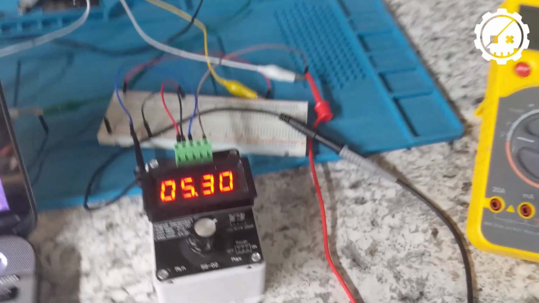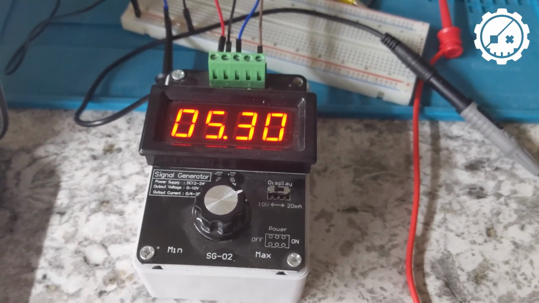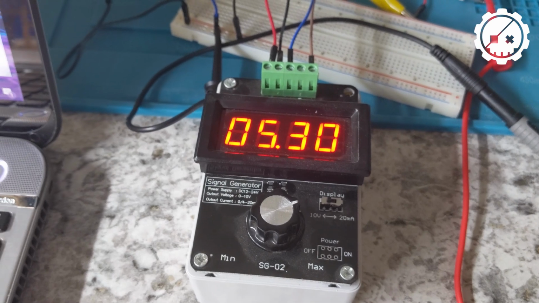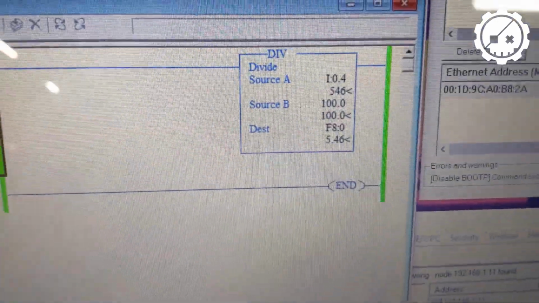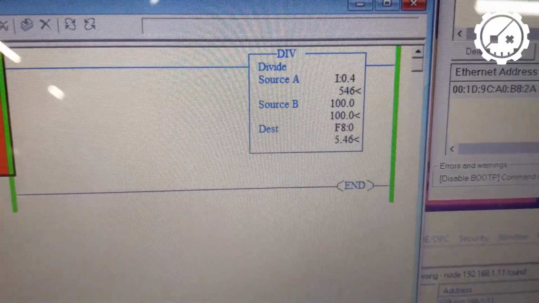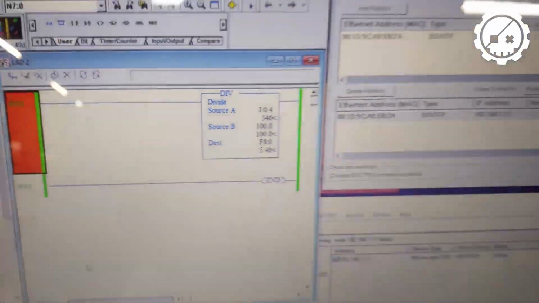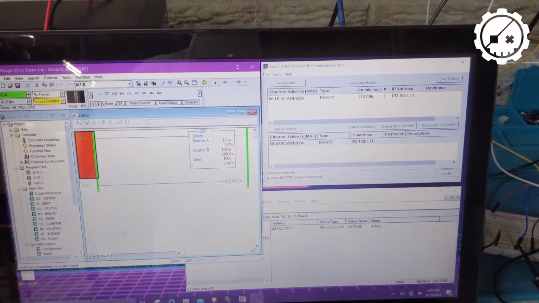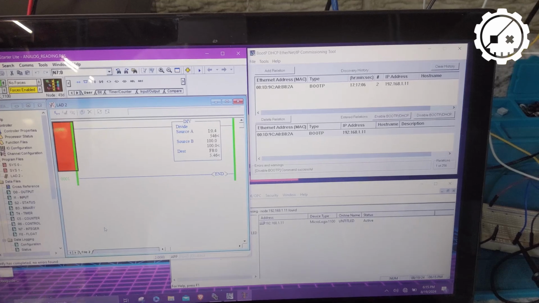Now, if you notice, there is a slight variation between what is being displayed on the signal generator and what is being read by the PLC in real time. Slight variation. Why do you think that is? Give that some thought, and we'll talk about that in the next class.